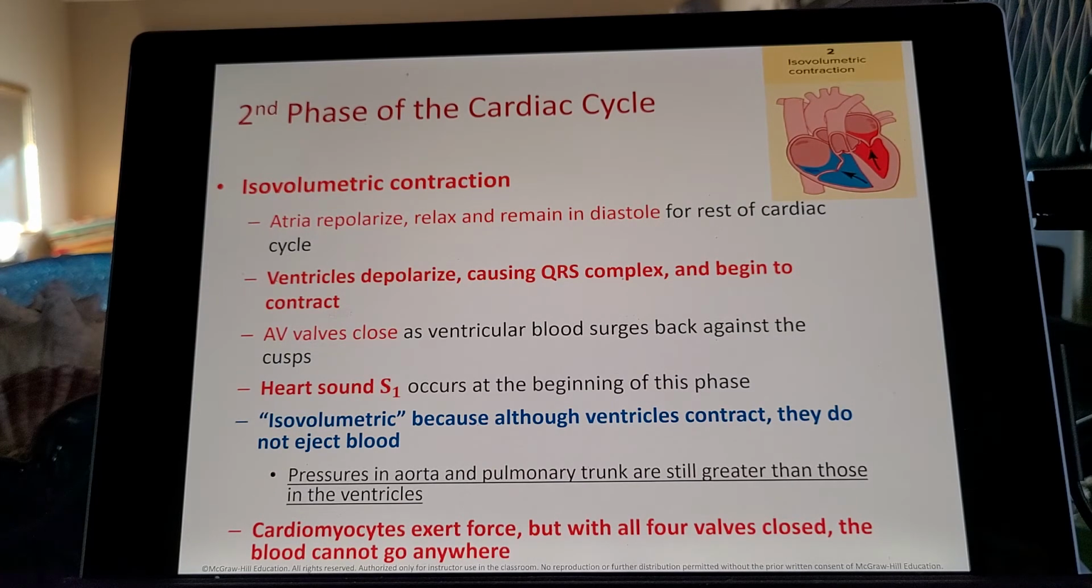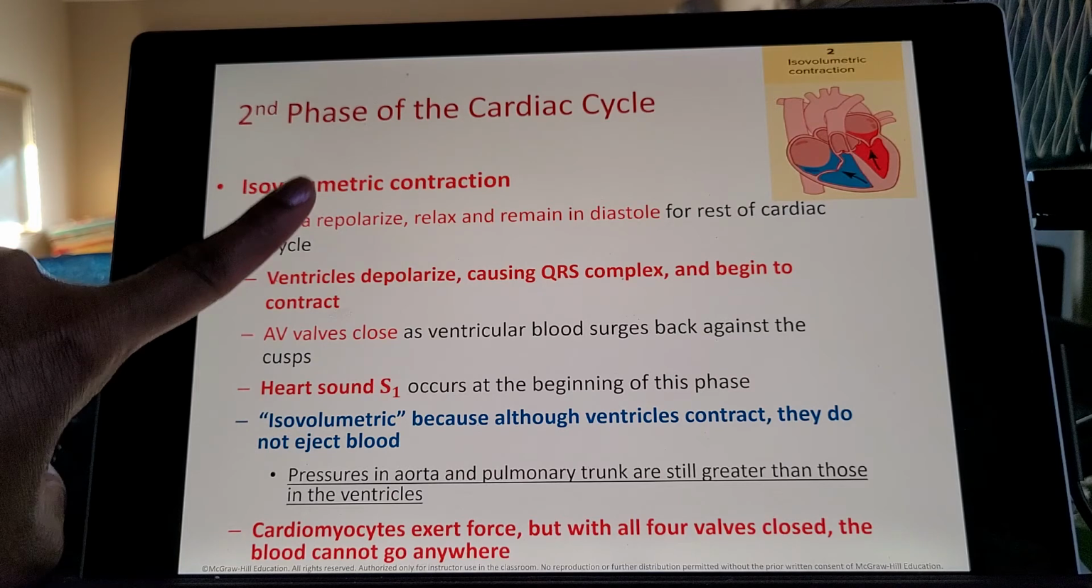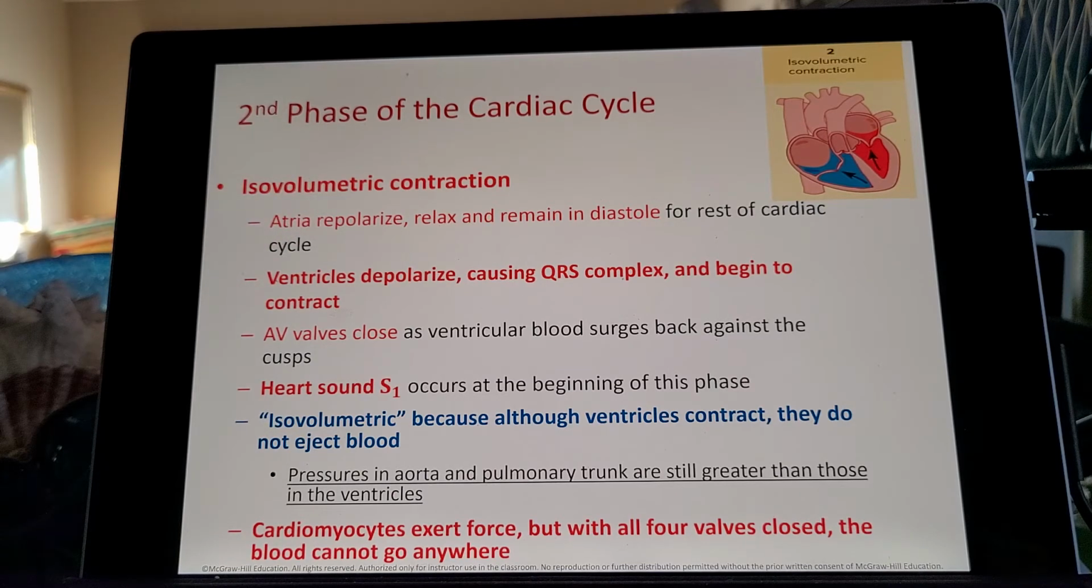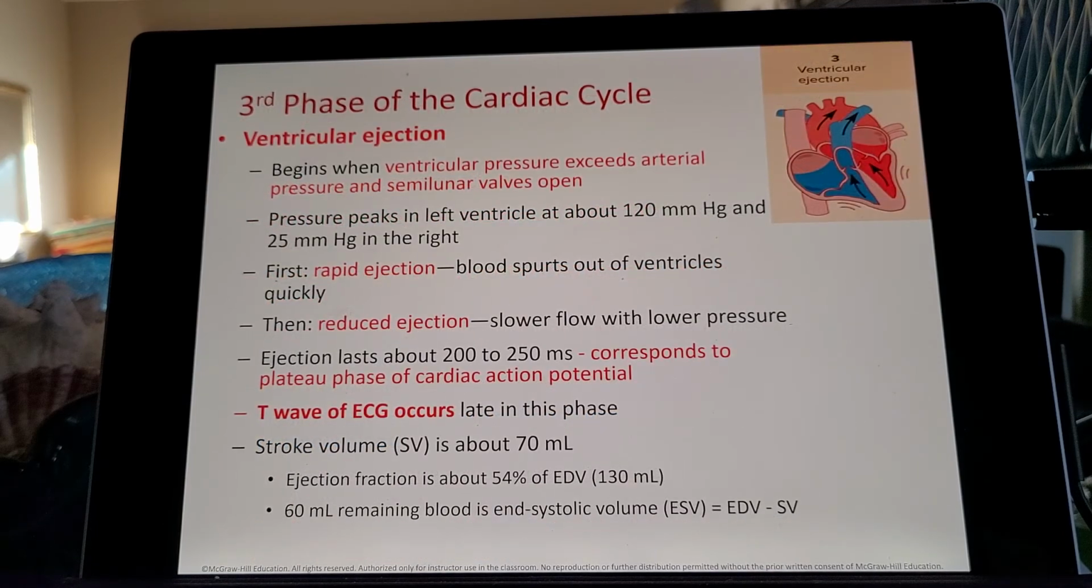Second phase, isovolumetric contraction. Iso, same volume. So your ventricles are contracted, but no blood is moving. In this phase, there's your QRS complex. This is also where you have heart sound 1 because your AV valves are closing, preventing blood from going back into your atria. Again, isovolumetric, no change in the volume of blood that is moving, but the blood isn't going anywhere because there's no pressure gradient.